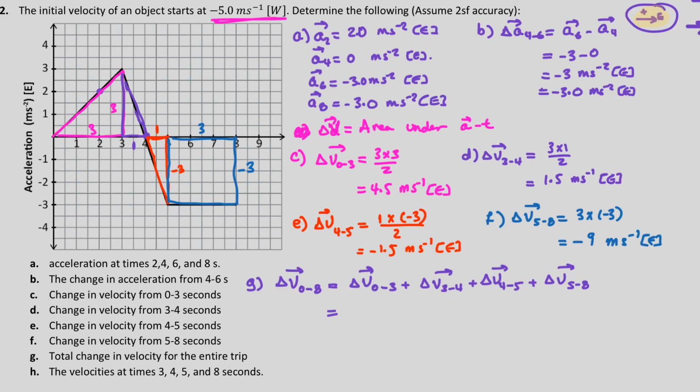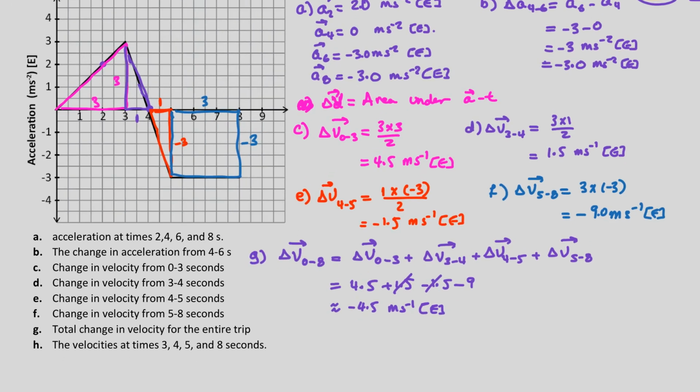And I will get, what do I have? 4.5 east, and then plus 1.5 east minus 1.5 east minus 9. I do the math, I get 1.5 minus, these two kind of cancel out, and 4.5 minus 9.0, that's -4.5, and I guess I forgot the 0.0 here, add that in. And this is also meters per second in the east direction.